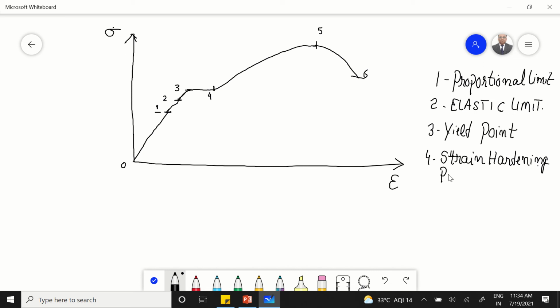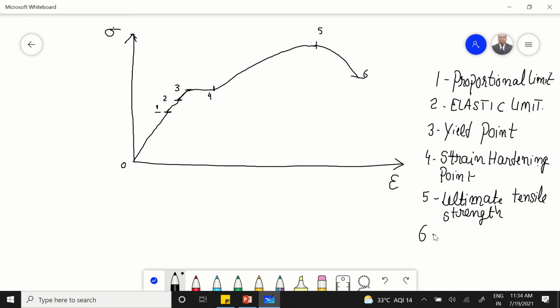We call it the strain hardening point. Now point number 5 is a point where the material reaches its maximum capacity of carrying the load, so we call it the ultimate tensile strength point. We call it UTS. If you have heard about this term, it is the ultimate tensile strength.